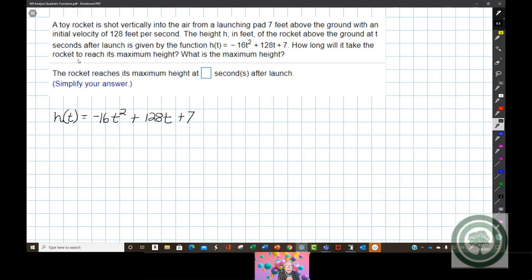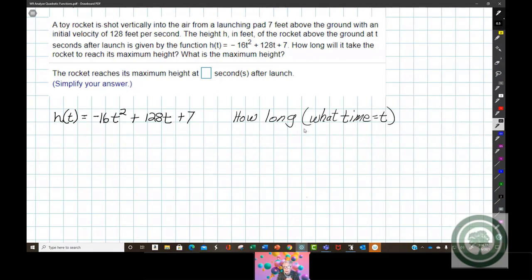How long will it take the rocket to reach its maximum height? And what is the maximum height? Let's talk about this. See, how long? All right. How long means what time? So how long? It means what time or how much time, which means t. You're looking for t.